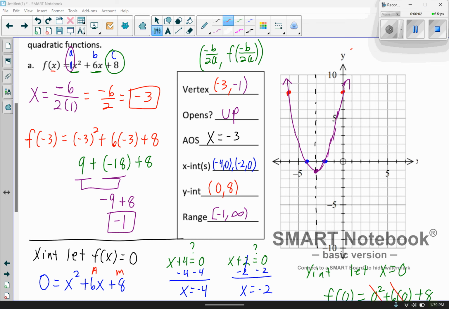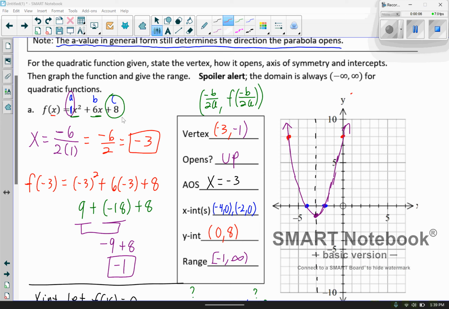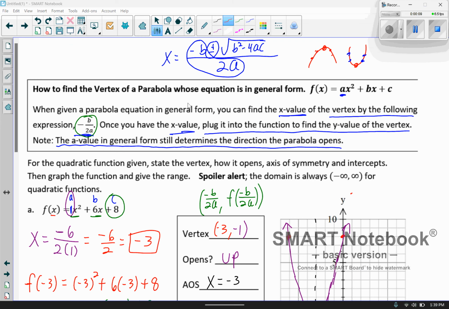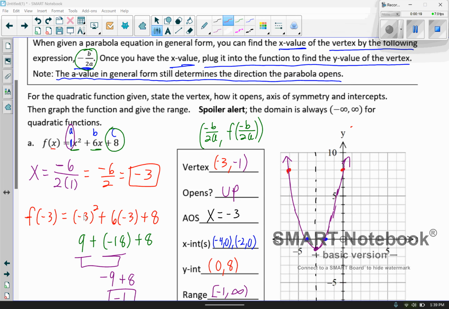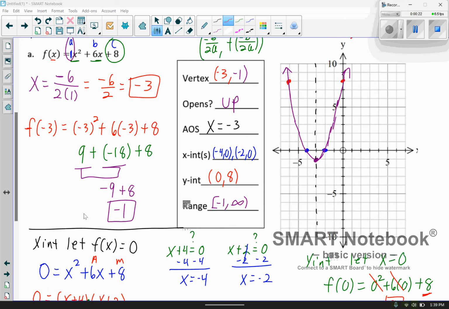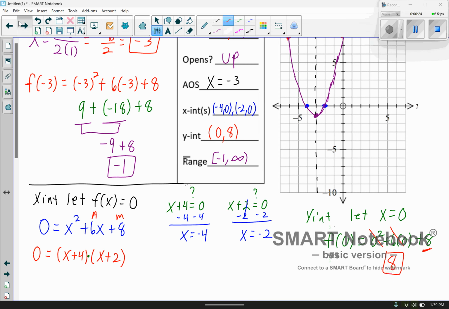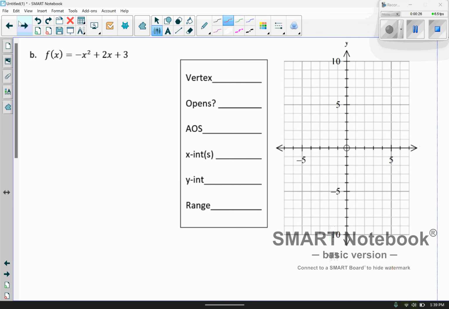All right, so let's try a couple more of these. And so once again, we're going to be in general form right here. And so we're going to have to find the vertex using this right here. Negative b divided by 2a will help us find x. Once we find x, we can plug it in to figure out the y value for our vertex and so on. So let's get to another example here.